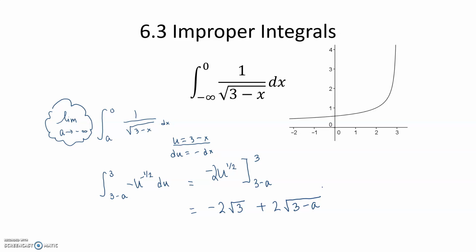And now it's time to come back to that limit. So now we're going to do the limit as a goes to negative infinity. I'm going to rewrite it because I was lazy and should have rewritten it before. So we have negative 2 root 3 plus 2 square root of 3 minus a. Well, if a is going to negative infinity, then 3 minus a is going to infinity, and the square root graph, the end behavior of the square root graph is that that graph goes to infinity, so this integral also diverges.